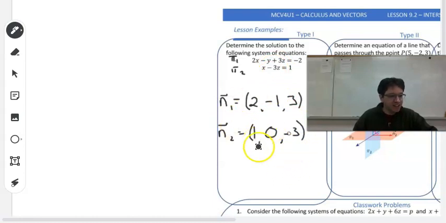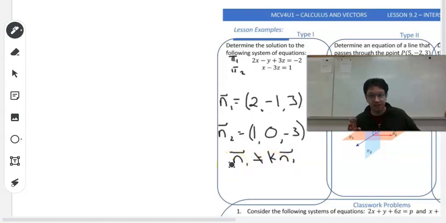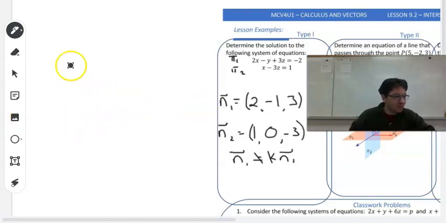So just looking at their normals, we can see that n1 can definitely not be written as some scalar multiple of n2. It's not going to work out. So it means the planes are not parallel, and they're also not coincident either. So they're going to intersect, and they're going to intersect in a line. So what we can do, we can start by looking at pi 2. Let's look at the equation for pi 2.